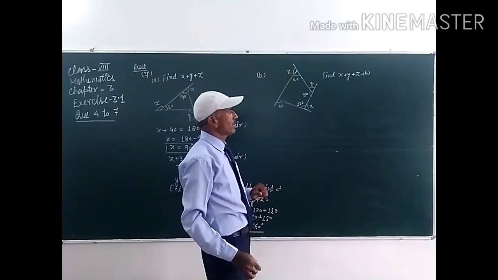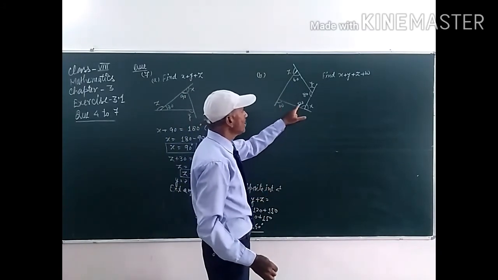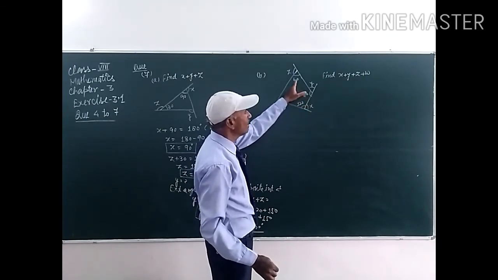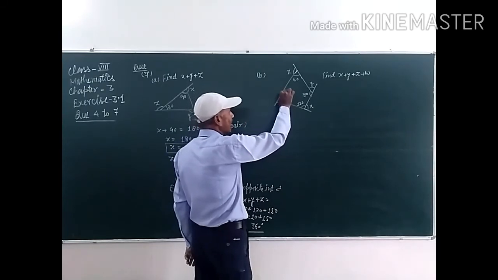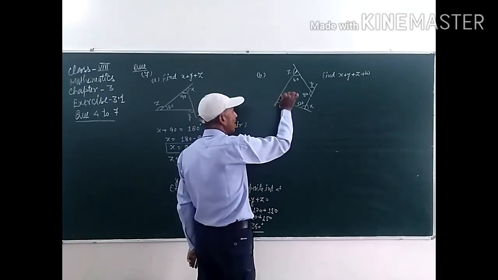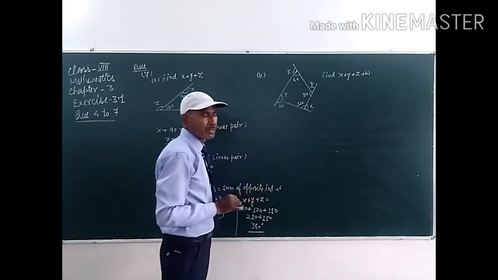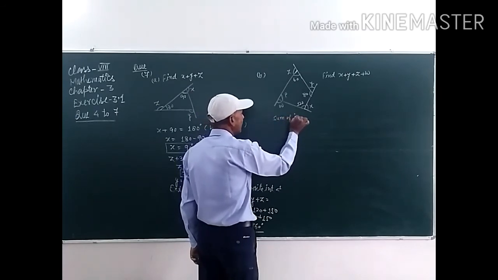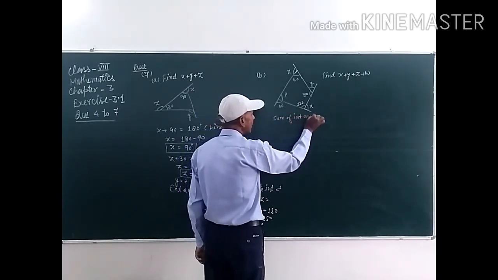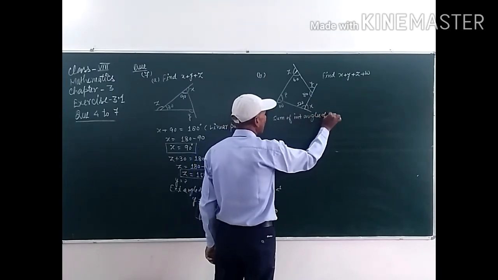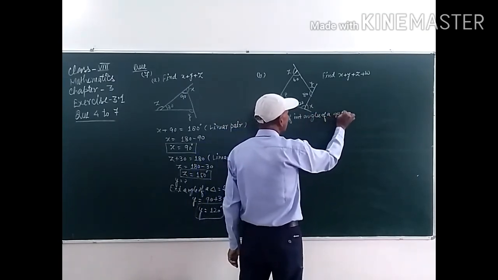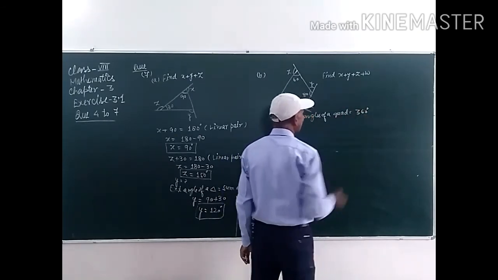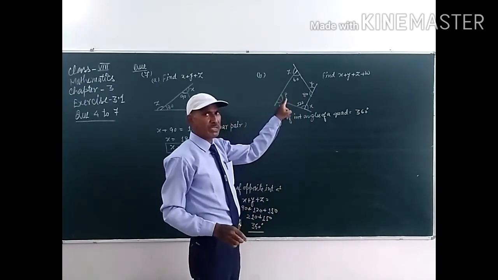Now we have to solve this question, student. In this question, this angle is an interior angle of 120 degrees, this one 80 degrees, this one 60 degrees. But this angle is not given here, student. Let this angle be P. So the sum of interior angles of a quadrilateral is equal to 360 degrees. First of all, we have to find out the value of this P.